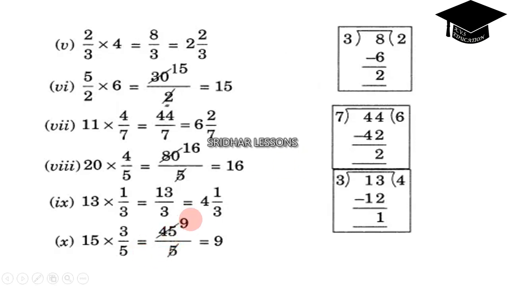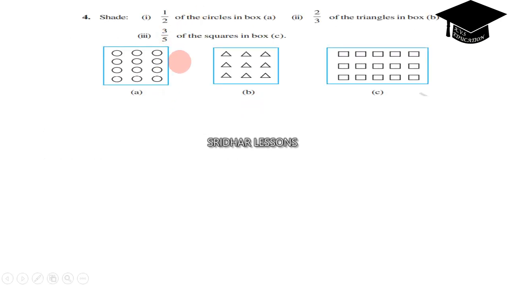5 cancels 45 9 times. So the result is 9. This is how we are going to simplify the problems. Fourth question, shade 1 by 2 part of the circles in box A.